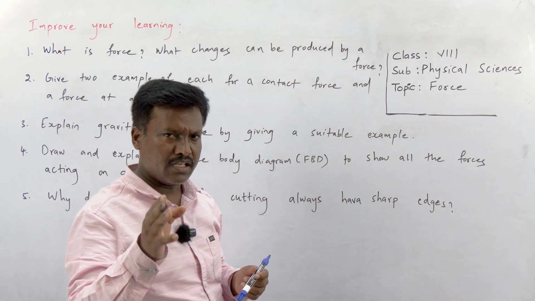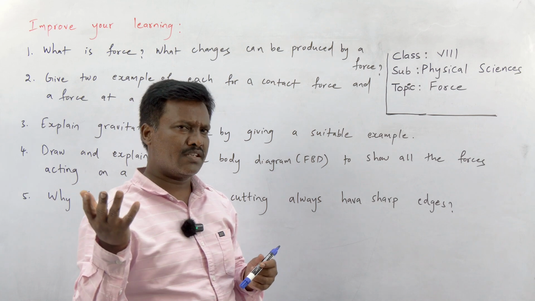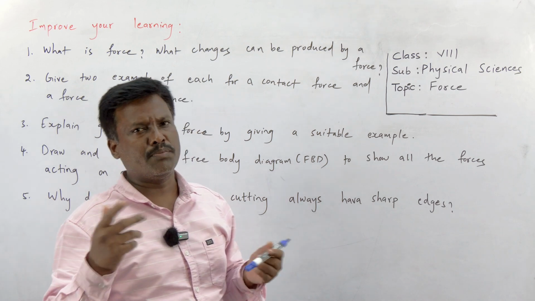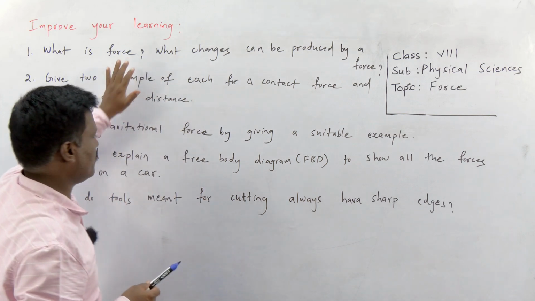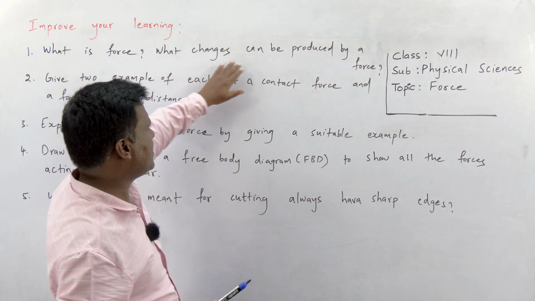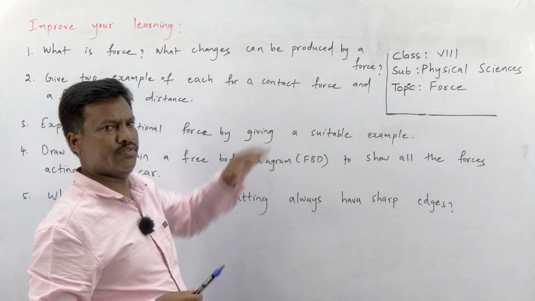That interaction is either push or pull. All actions are divided into only two categories, either push or pull. That is why the push and pull of an object is called force. Force results due to the interaction between the two objects. What changes can be produced by a force?